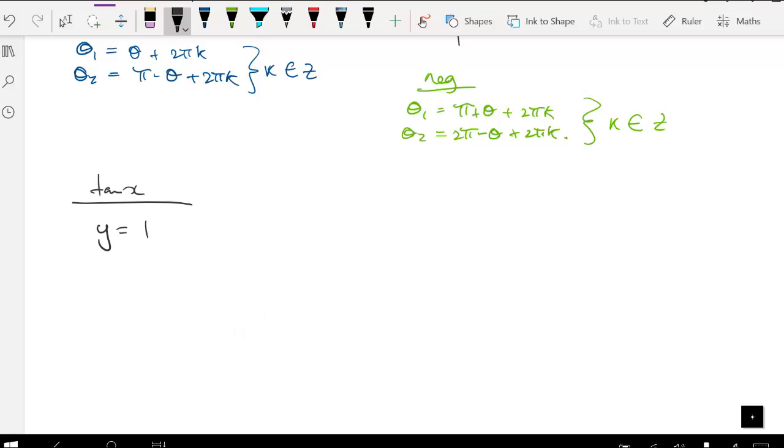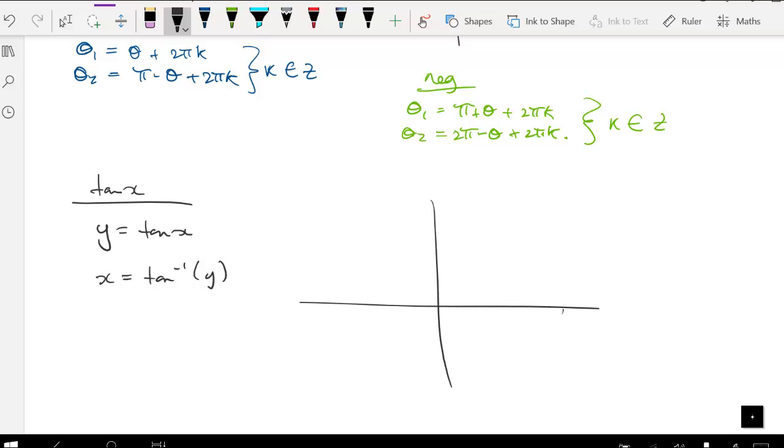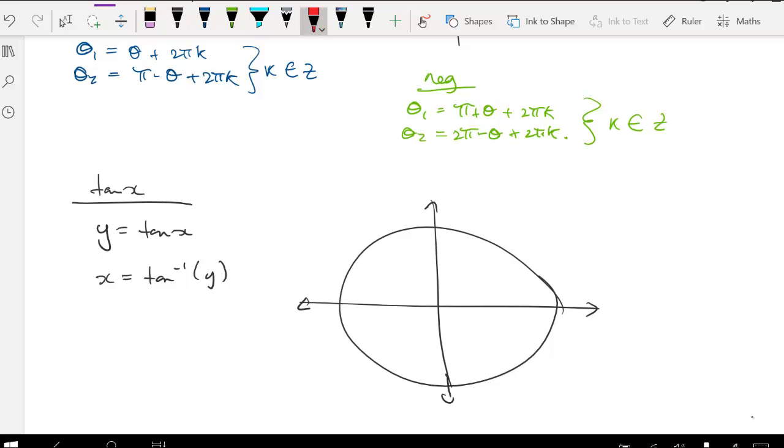Finally, when we look at tan, we've got y is equal to tan x, and the inverse is x is equal to arctan of y. When we look at this scenario, it's a little bit different, but still similar. If it's positive, then we're looking at the x and y values being the same. So that means we're going to end up in this one where we've got a positive over a positive, or this section where we've got a negative over a negative.